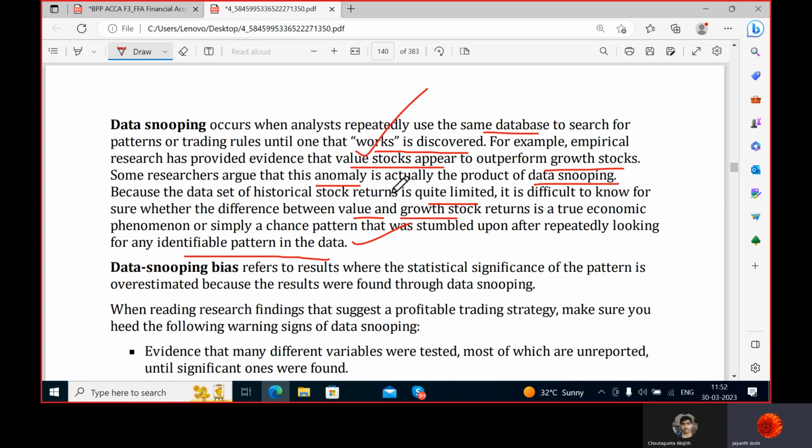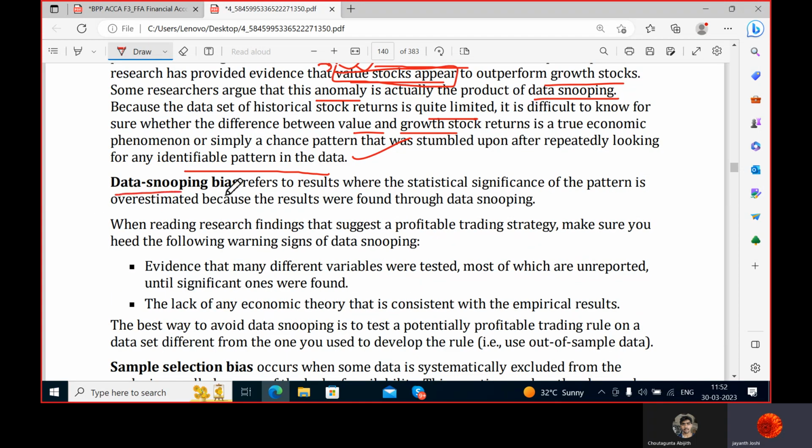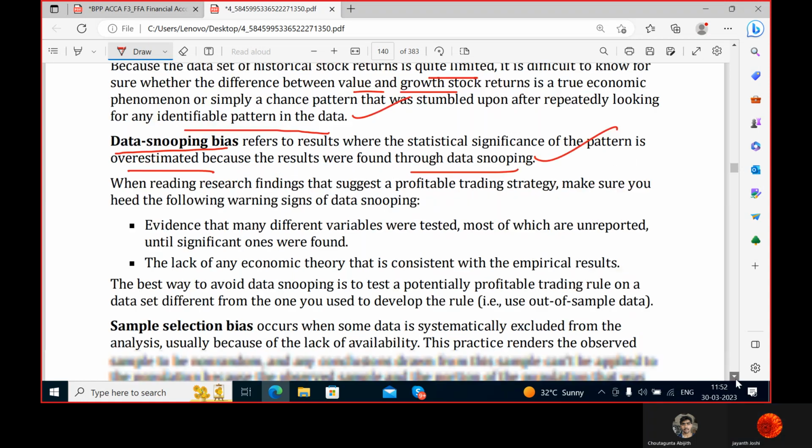That's what happens in data snooping, whereby they always put more weightage on this, and they always have this data which they repeatedly take, and they give their feedback on that. Now, data snooping bias refers to results where the statistical significance of a pattern is overestimated. That is, they are overestimating value stocks, because the results were found through data snooping.